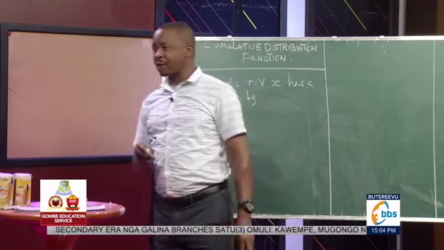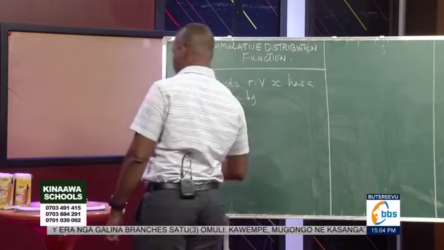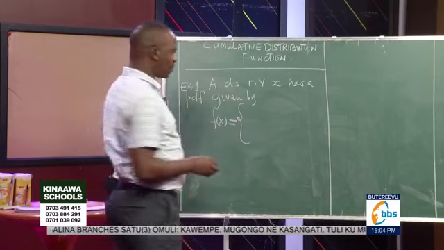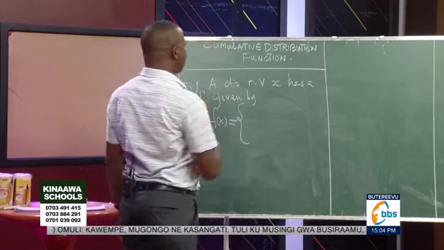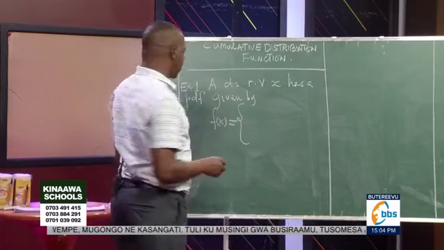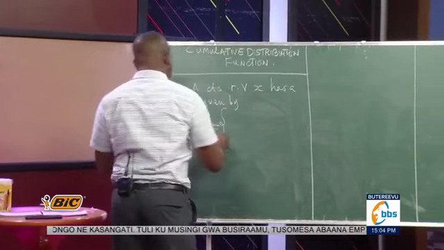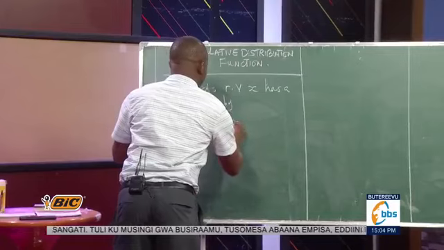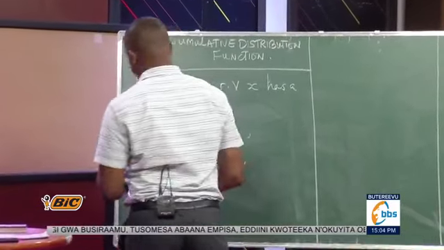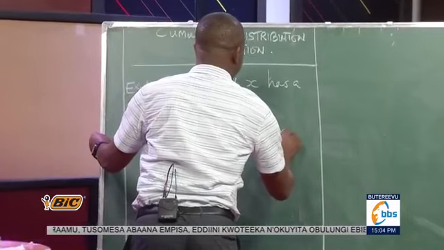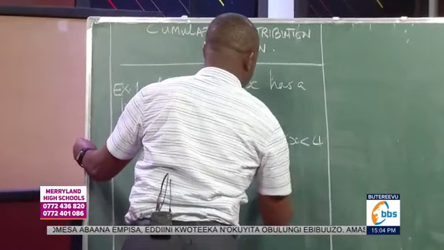I left you with a number which I want to put over here, and then we shall get started. A continuous random variable X has a probability density function given by f(x) equals x out of 8. The range is 0 to 4, and zero elsewhere.